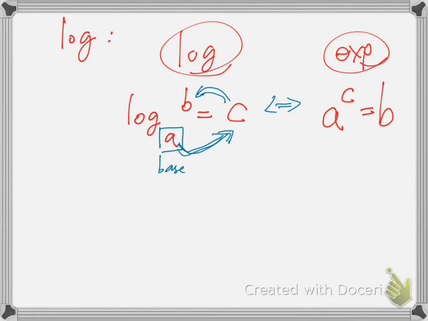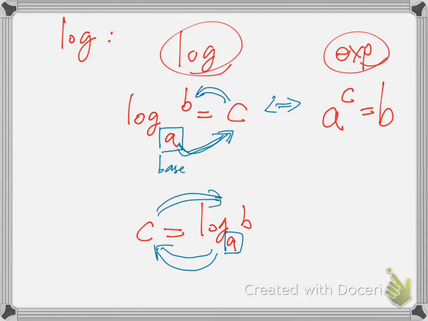Now if you reverse, if c is log a of b, again we start from the base and draw a circle. The circle has to go this way, from a to c, c to b. Always start from a and then go to the other side of the equation. So it still gives us a to the c's power is b. Now let's practice this a lot of times.